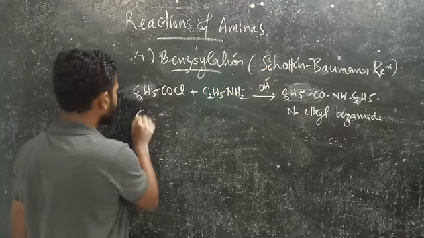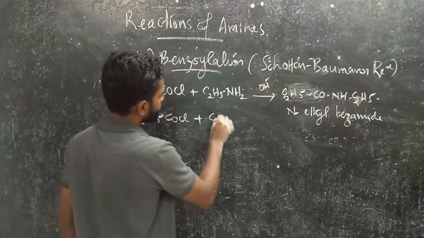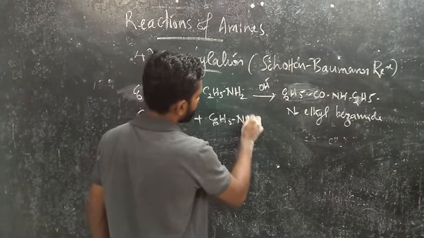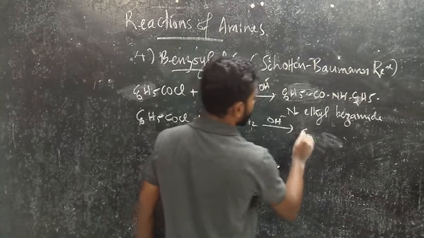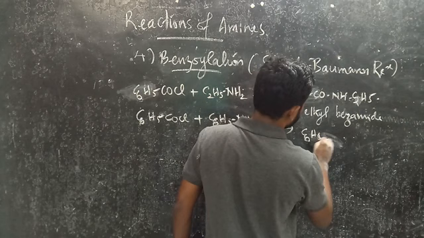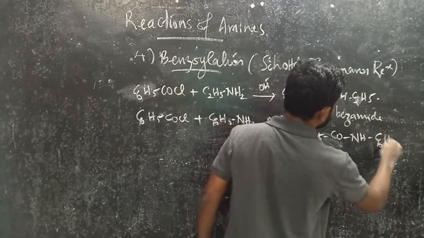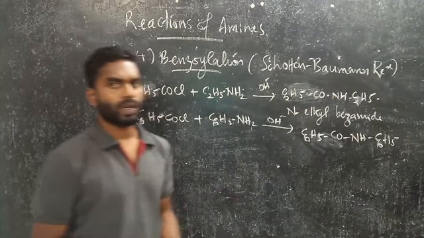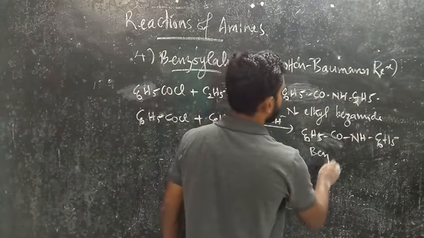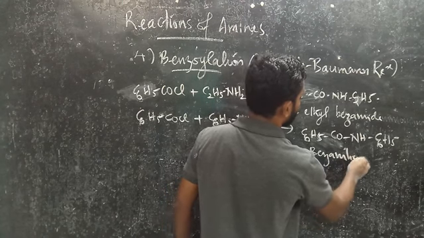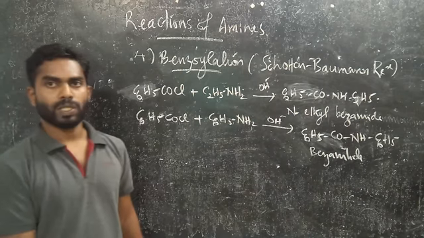Likewise, aniline, C6H5NH2, also reacts with C6H5COCl in the presence of OH minus. You will get C6H5CONHC6H5. Okay, this is benzanilide. This reaction is known as a benzoylation reaction.